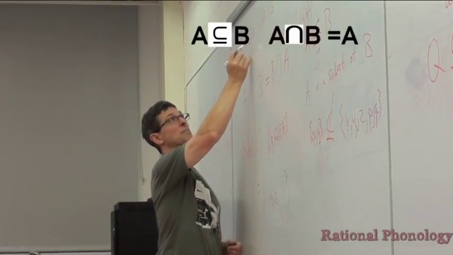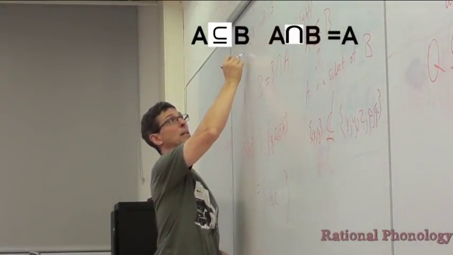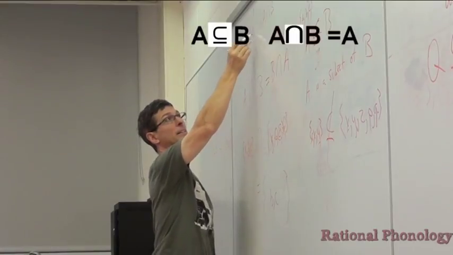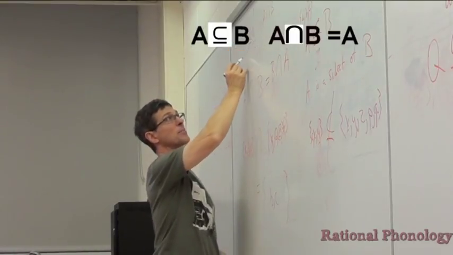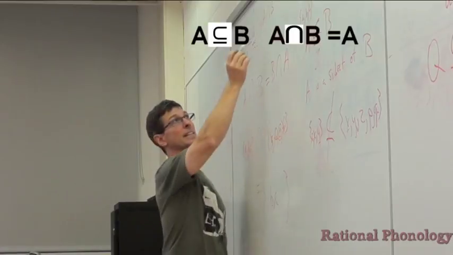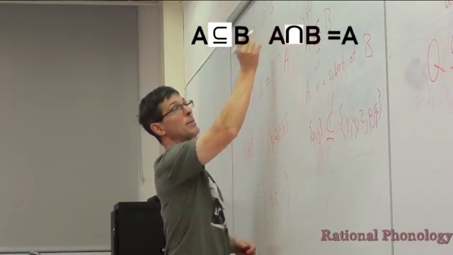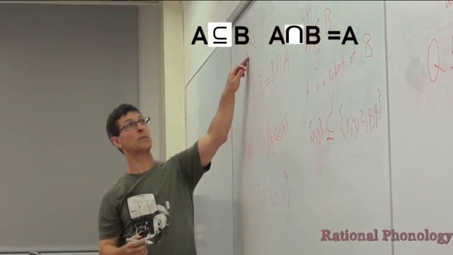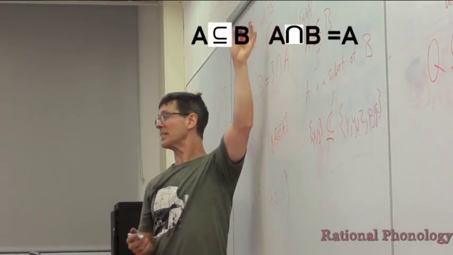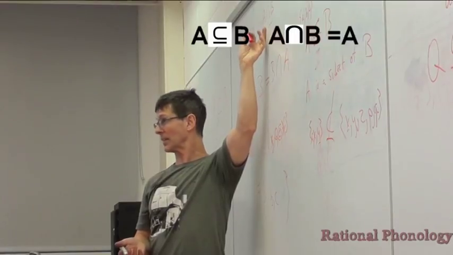So A is a subset of B means everything in here is in here. So blah, blah, blah are here, blah, blah, blah are here. Maybe there's some other stuff, but all this stuff is in both. And I say, what's the intersection? The intersection is the stuff that's in both. So it's just going to be blah, blah, blah. Right? So if A is a subset of B, then the intersection of A and B is just A. Okay?